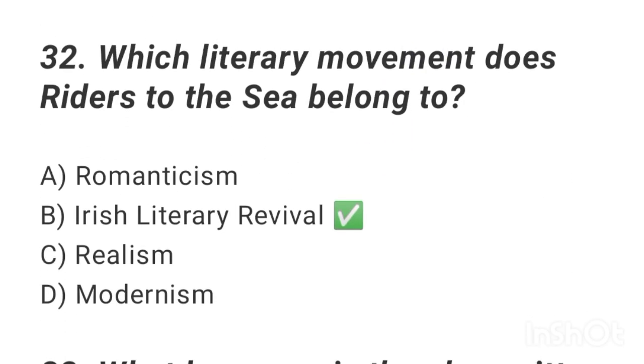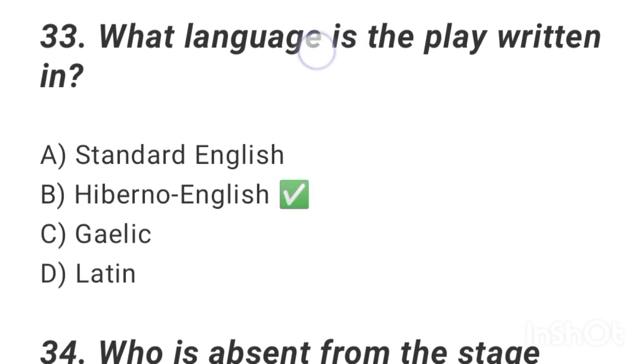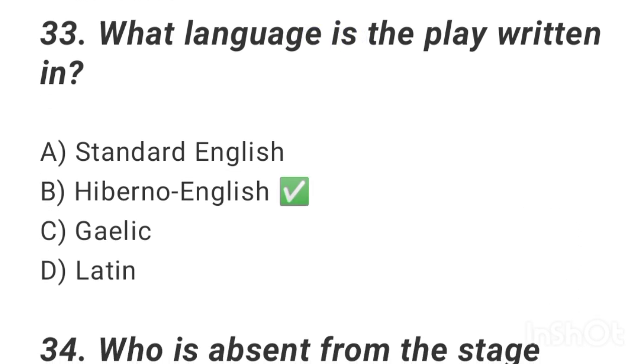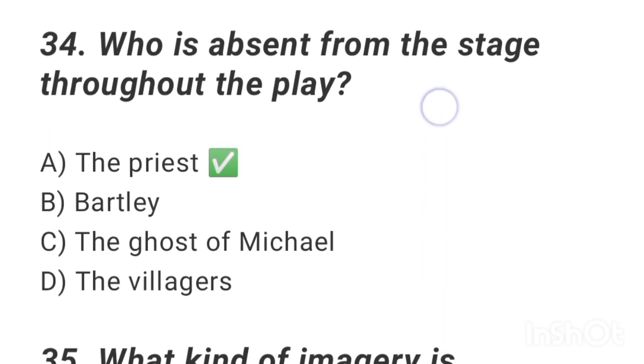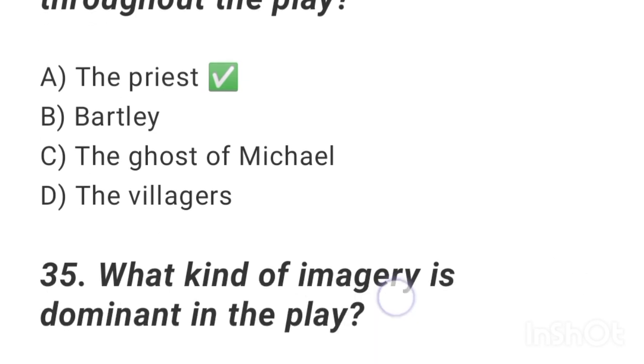Next. Which literary movement does Riders to the Sea belong to? The Irish Literary Revival, because the writer was Irish, J.M. Synge belongs to Ireland. And what language is the play written in? Hiberno English. Who is absent from the stage throughout the play? The priest. We get a lot of information from the priest, but he remains absent.